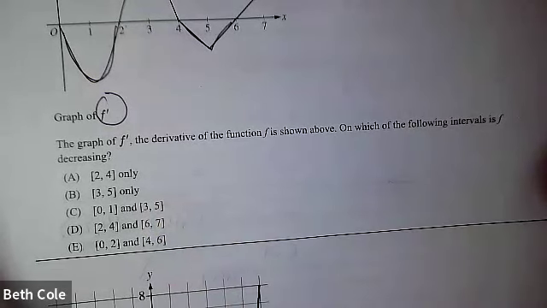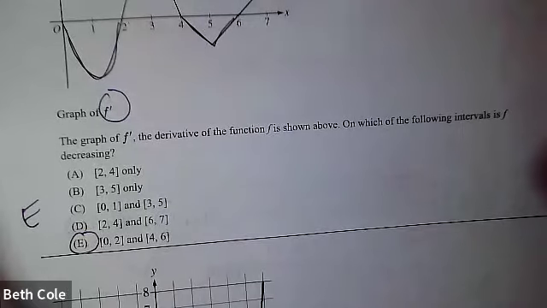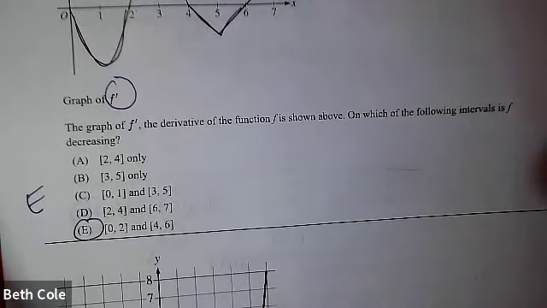Wait, why am I not seeing that one? This is decreasing, or your first derivative is negative at 0 to 2, 4 to 6. E, sorry. I just didn't see that on there. My brain did something weird. I was like, why is the choice I'm saying not there? No, it's right there. E. 0 to 2 and 4 to 6.